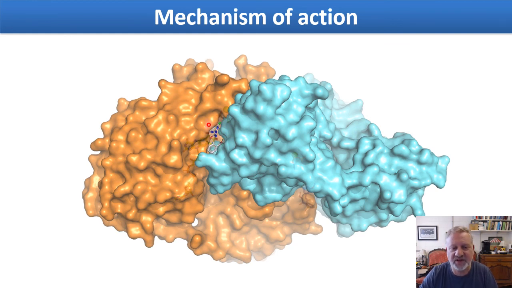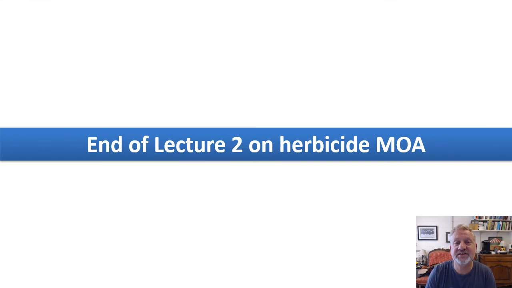There are a bunch of different mutations that plants can have in this area that provide resistance to the herbicide without affecting the activity of the enzyme at all. So this is the end of our second lecture on herbicide mode of action.